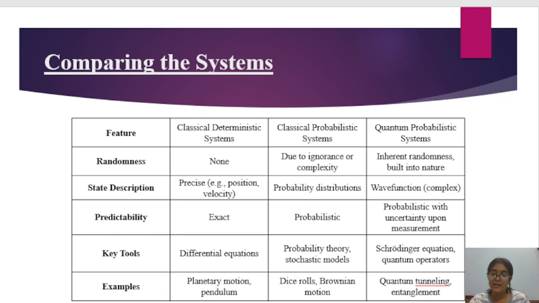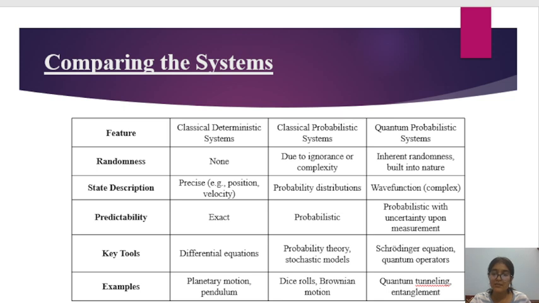While on the other hand, classical probabilistic systems introduce randomness and uncertainty. We can only predict the probability of certain outcomes, not the exact future. Quantum probabilistic systems are different again, because randomness is an intrinsic feature of nature. The act of measurement itself introduces randomness, and particles don't have a definite state until measured.